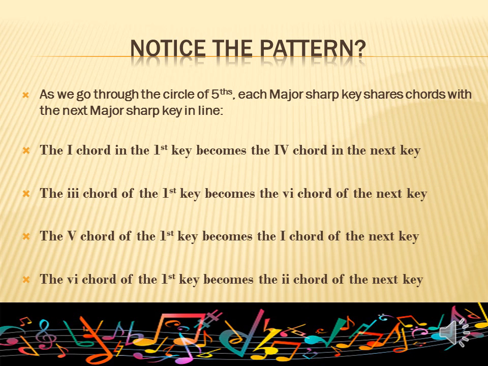As we go through the circle of fifths, each major sharp key shares chords with the next major sharp key in line. The 1 chord in the first key becomes the 4 chord in the next key. The 3 chord of the first key becomes the 6 chord of the next key. The 5 chord of the first key becomes the 1 chord of the next key. The 6 chord of the first key becomes the 2 chord of the next key.